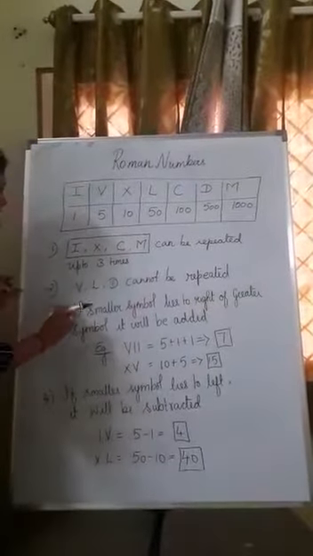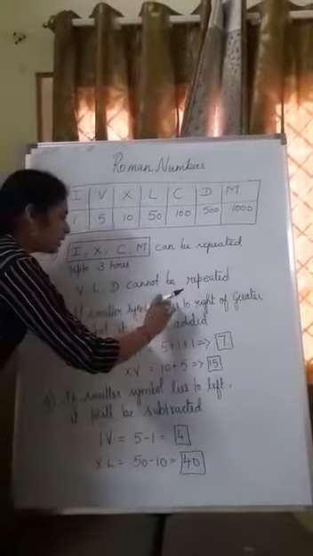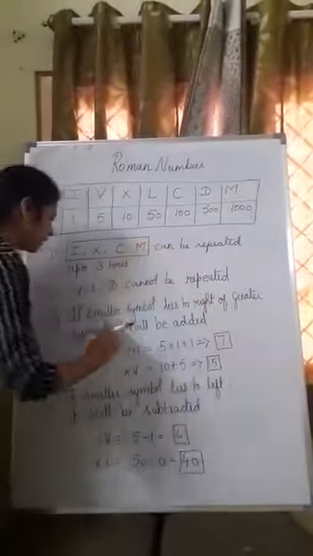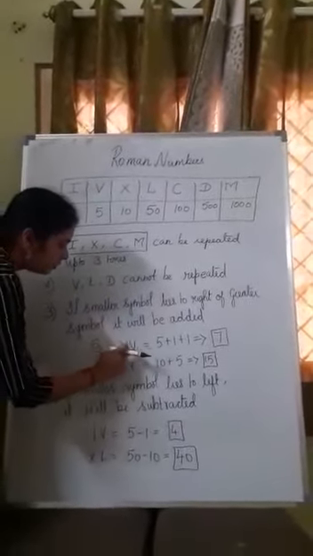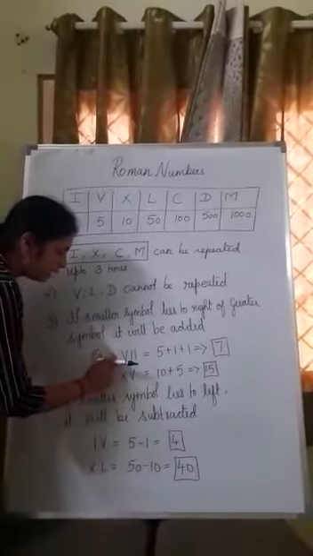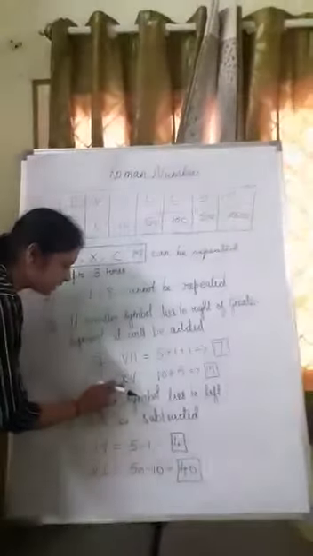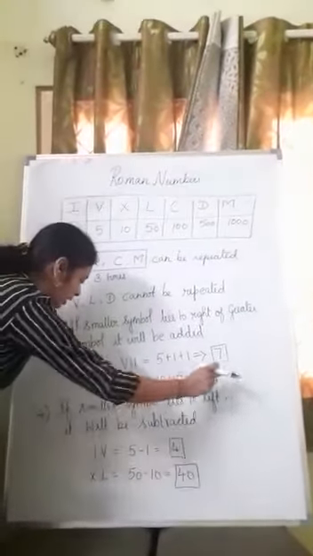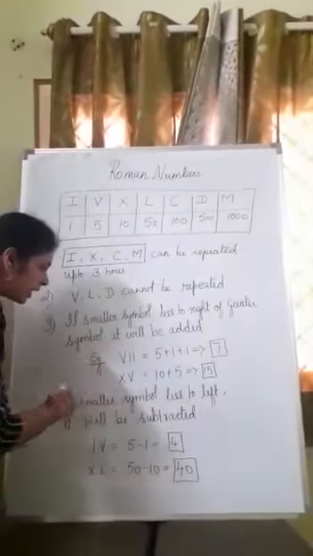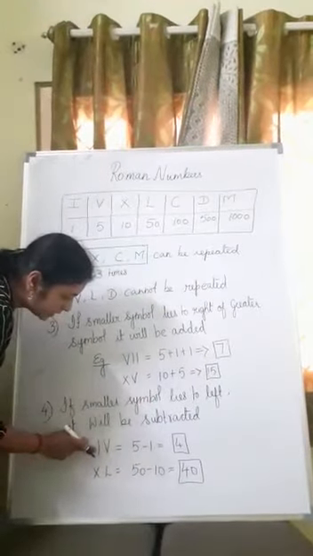The third rule is, while writing the Roman number, if a smaller symbol lies to the right side of the greater symbol, then we do addition. See, this is 1 lies to the right of 5. So 5 plus 1 plus 1, 7. Similarly, this is smaller lies to the right. So 10 plus 5, 15. If the smaller lies to the left, then we do subtraction. This is how we do.